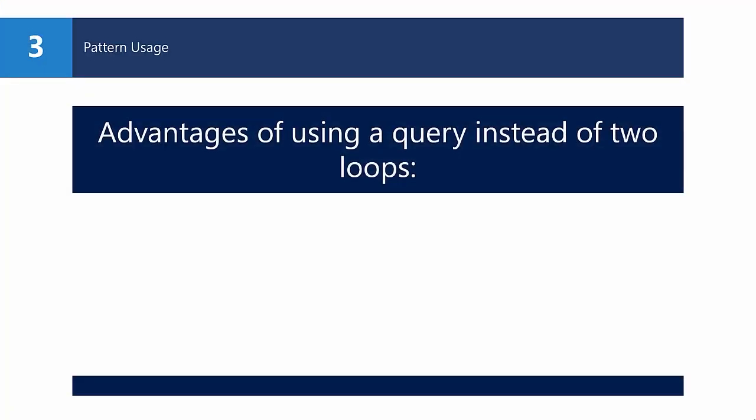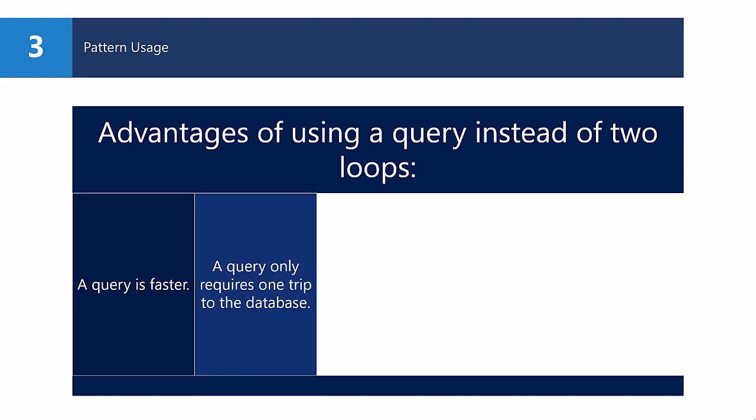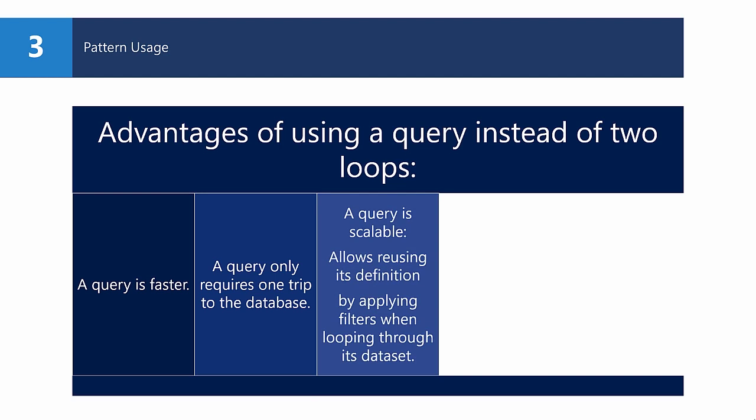Let's have a look at the advantages of using a query instead of two loops. First, a query of course is much faster. A query only requires one trip to the database, while if we are using multiple record variables, we are going to require many round trips to the database. A query is also very easy to scale. It's scalable, and we can reuse its definition by applying filters or when looping through the dataset.